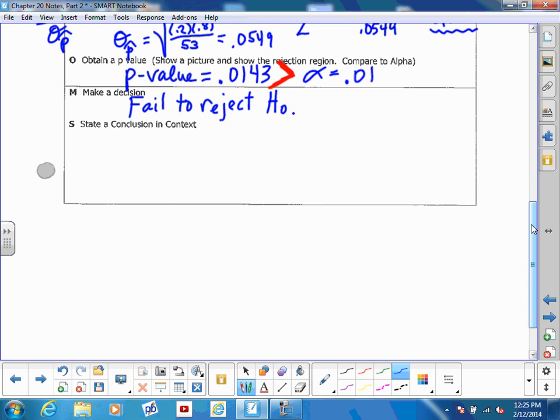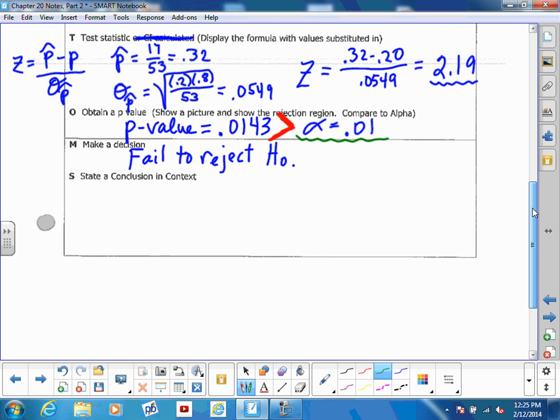Even though it's more than 2 standard deviations, the reason is that whoever was setting the rules for this test said, I need you to be really, really sure because this is going to be a major expense, so I'm going to put an alpha that's really, really small so that if you get something out there, then it's pretty dang sure that they are way out of compliance. Okay? All right. So now, let's talk about stating the conclusion.